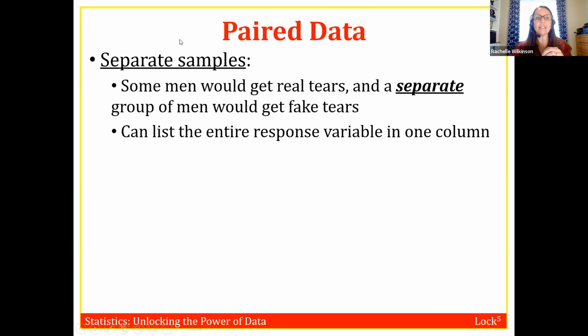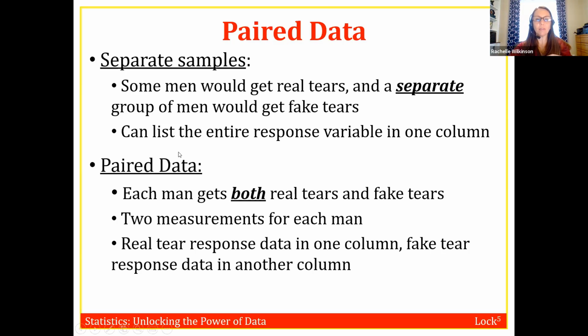Okay, so if they were separate samples, then we would have some men that got real tears and a separate group of men would get the fake tears. Okay, when we do this, we can list the entire response variable in one column because there's no logical way to match up somebody who got real tears with somebody who got fake tears. There was no purposeful matching going on. But that's not how this study was done. Instead, this was a paired data study because each man got both real tears and fake tears.